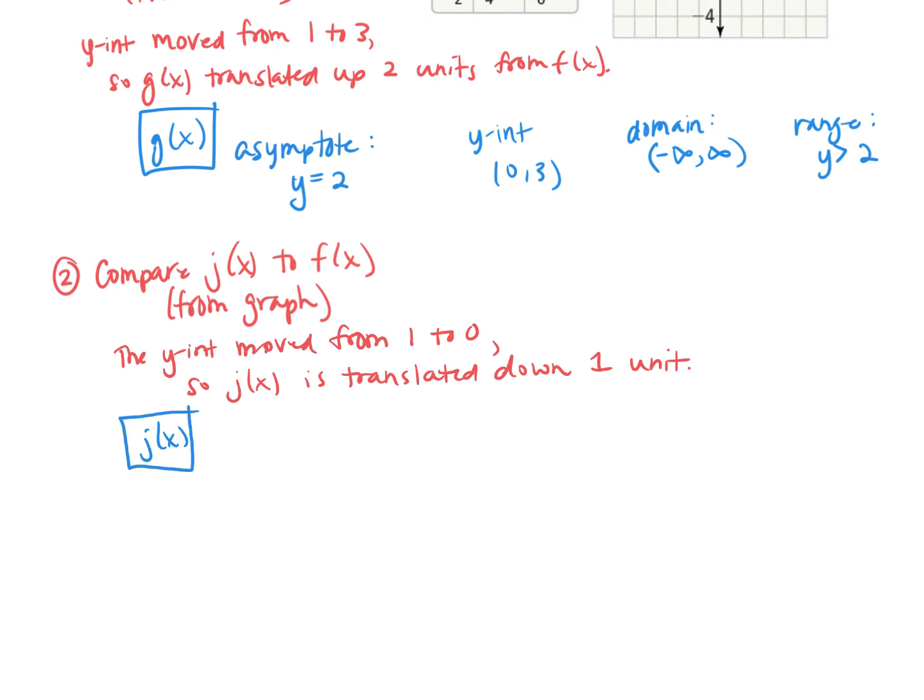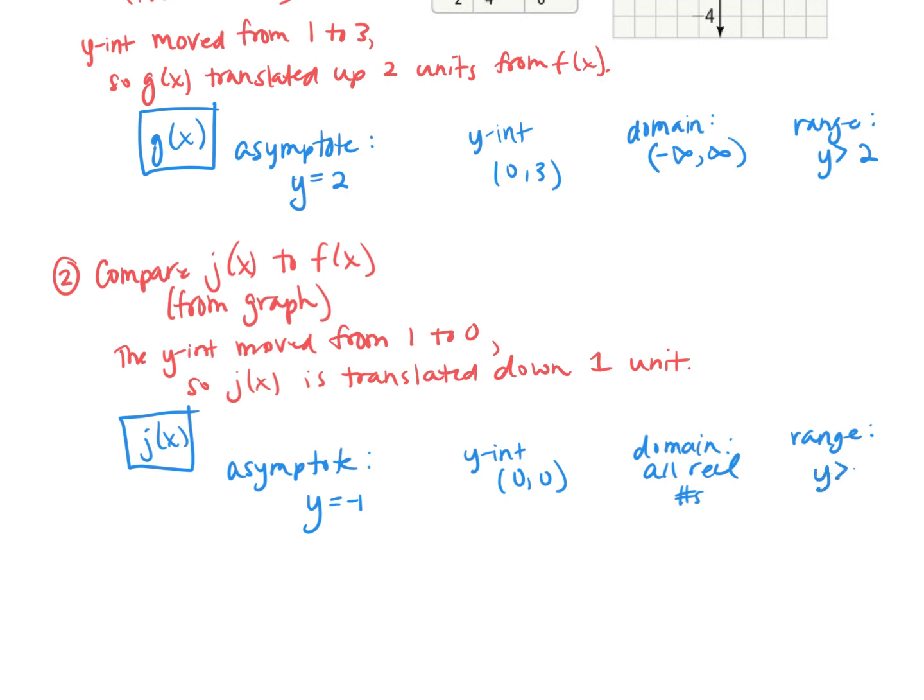Our asymptote then got translated down 1 unit. So instead of at y equals 0, now it's at y equals -1. The y-intercept we can see from the graph is 0, 0, and that makes sense for it translating down 1 unit. Domain, it's always all real numbers. And our range, our whole graph is going to be above the asymptote, so we're going to say our range is y is greater than -1.